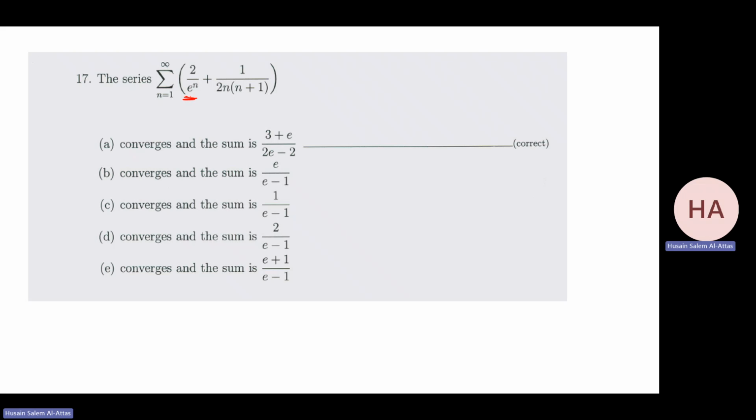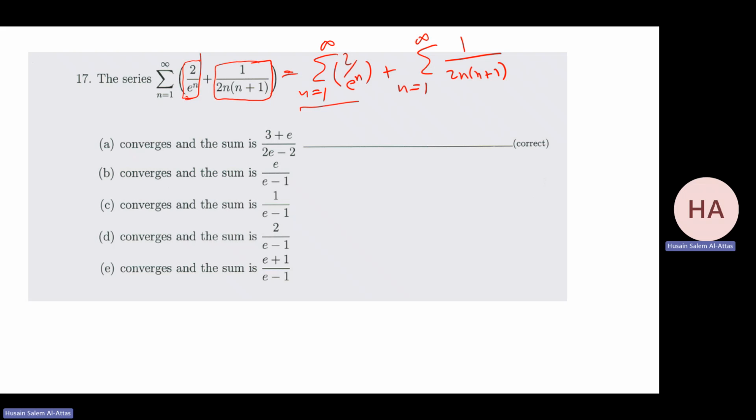I have two things. This one is geometric, and this one is telescopic. So I need to do two series. Summation n equals 1 to infinity, 2 over e to the power n. Another series, 1 over 2n(n plus 1). I need to do two problems. This one is very clearly telescopic. So let me call this 1, call this 2, and then I add them here. So for one, it will be what?